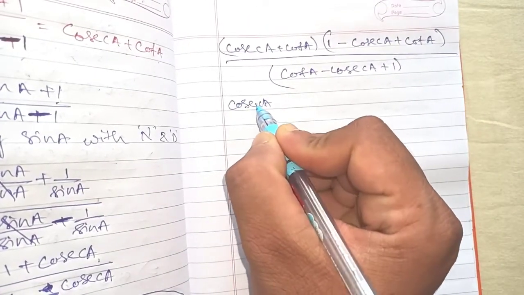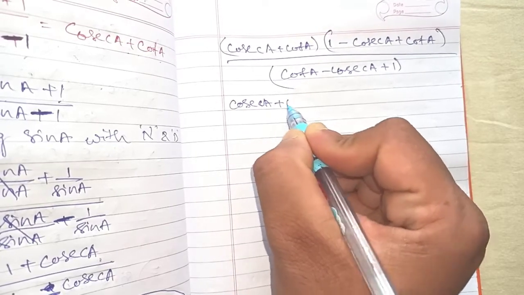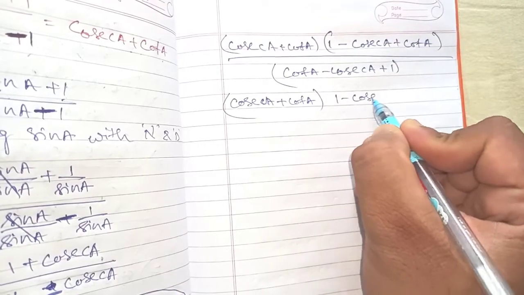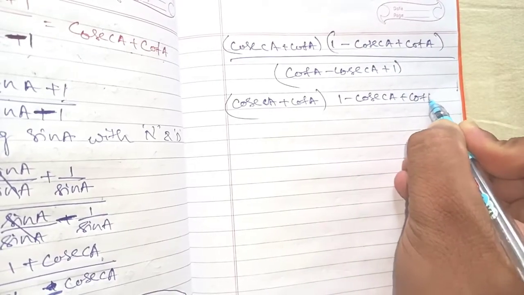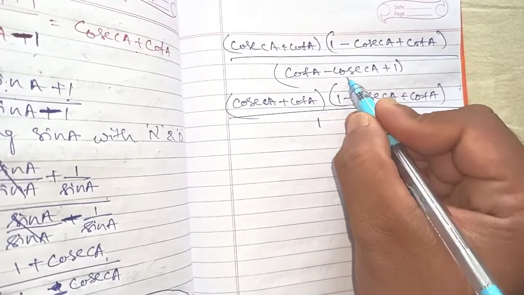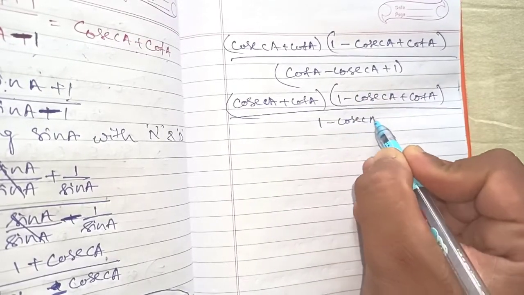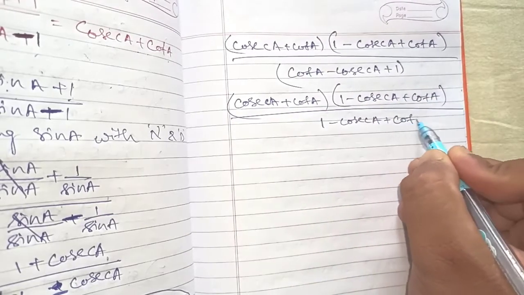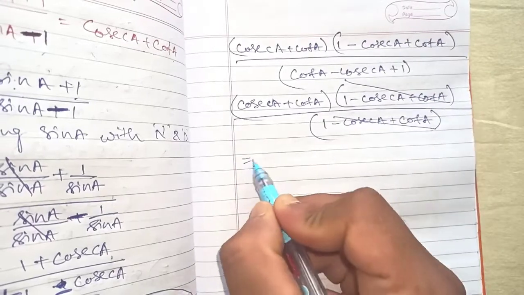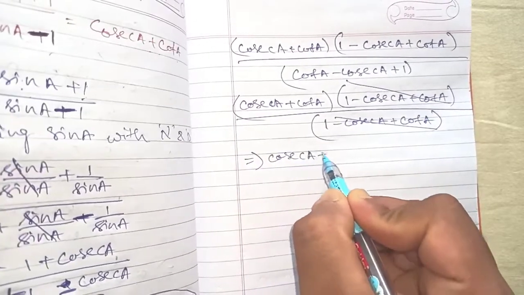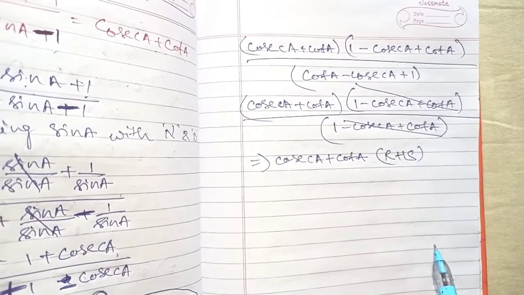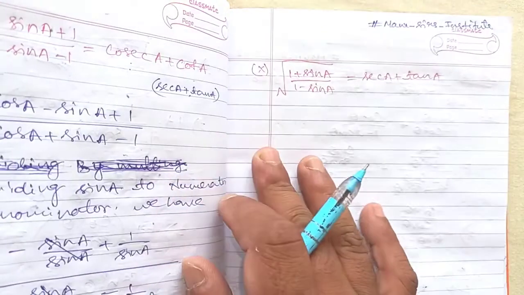Cosec a plus cot a multiplied by 1 minus cosec a plus cot a, whole divided by 1, I will write first, minus cosec a plus cot a. Okay, so these two are same, we can cancel. What is left? Cosec a plus cot a. This is our RHS. Okay, next. Now question number 10.